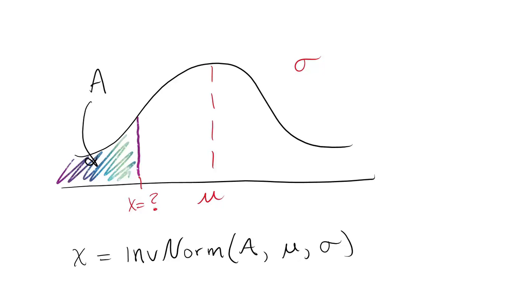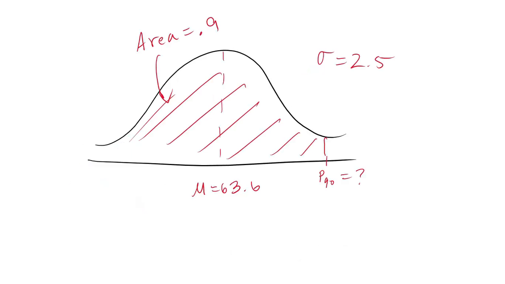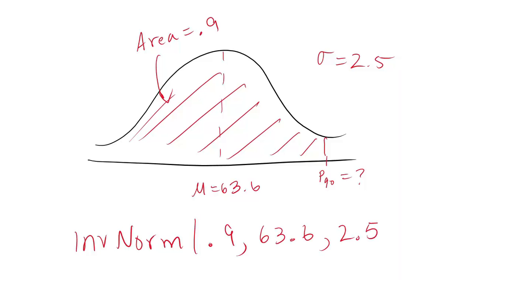Now, how can we use that? Well, let's go back to the picture for our specific example. We wanted to find the 90th percentile of women's heights, and we know that the area to the left of our bound is 0.9. This is exactly what invNorm is built to do. We're going to use invNorm of 0.9 because the area to the left of our bound is 0.9, comma 63.6 because the mean is 63.6, comma 2.5. And the calculator's output will be the height at which 90% of the area, 90% of the data, falls below that bound.